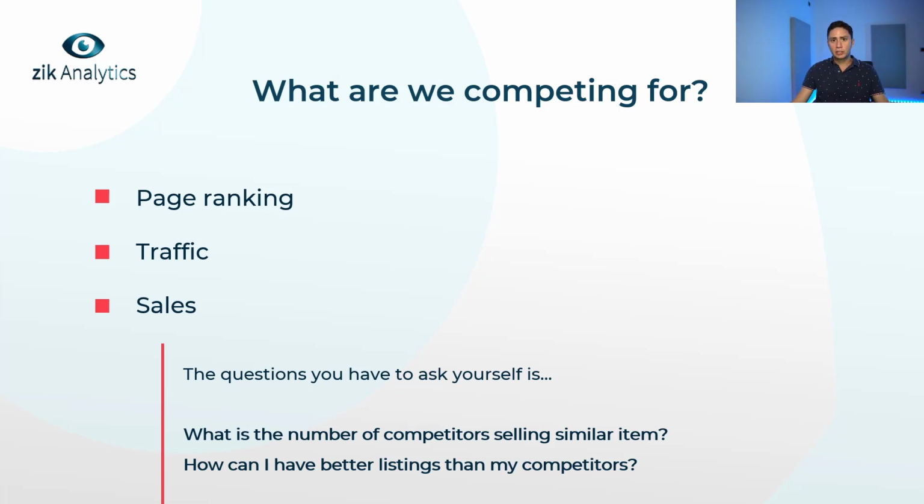The second question you have to ask yourself is how can I have better listings than my competitors? Eventually, the buyer and eBay have to choose between our listings and other listings. So the best way to compete with this is just look at our competitor listings, see what price they use, listing titles, etc. and be better than your competitors in every criteria.